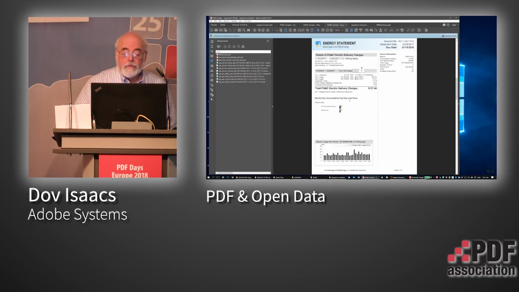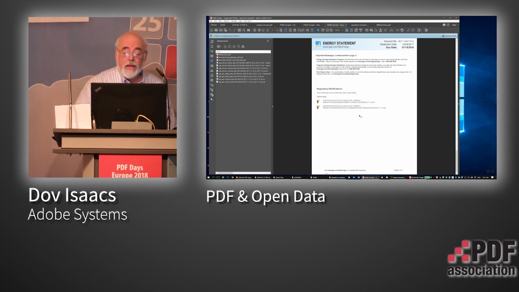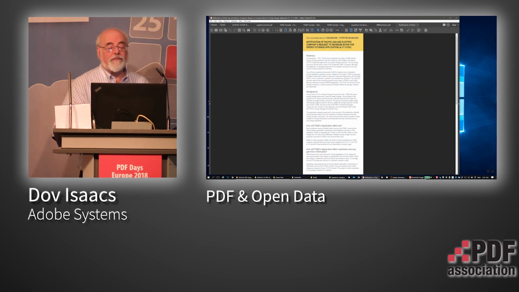Okay, and we get to the very end of this. I have the same thing for natural gas. I'm not going to open that up. It's the same sort of thing in terms of my consumption per day, etc. And at the end, I get these other attachments, which are PDF. Notification of Pacific Gas and Electric Company's request to increase rates. Surprise. But this is something that was relatively easy to do.